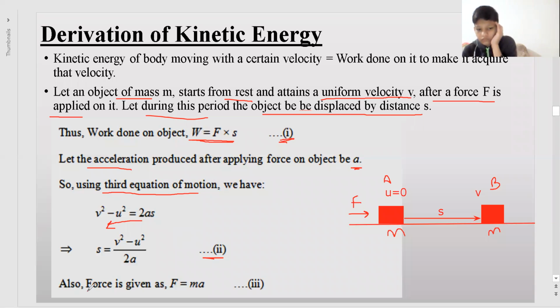Also, we know that the formula for force is F equals ma from the second law of motion, right? So now we have these three formulas. What do we have to do with these three formulas? We will be substituting the second and third formulas in equation 1. This value of s would be substituted over here, and this value of F would be substituted over here. So how will our formula look? Let us see that.